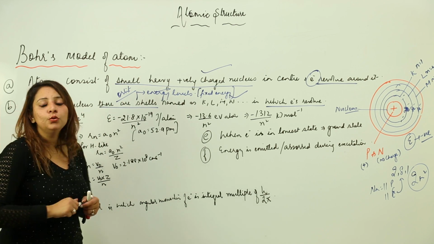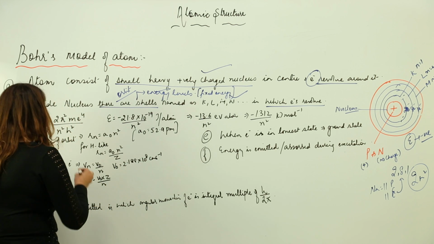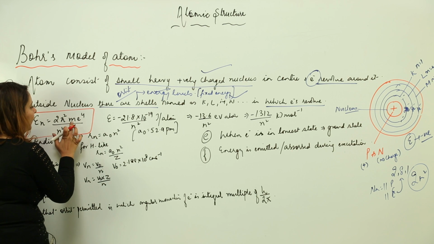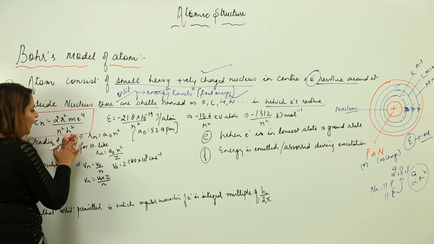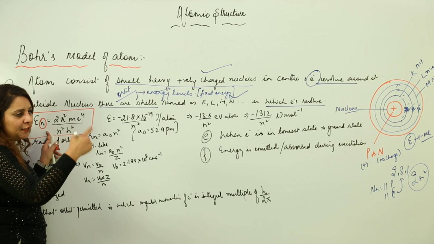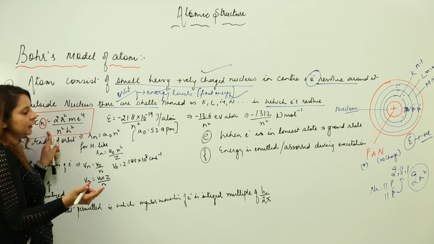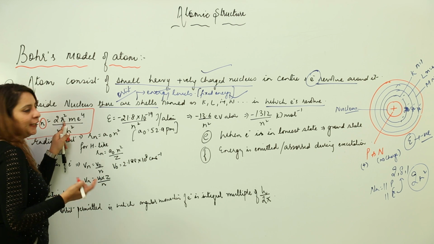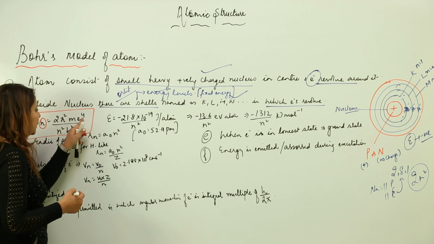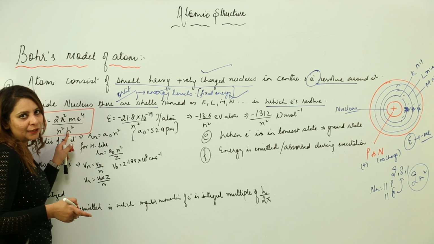If you need to find the energy of the electron in any orbit, there is a formula: E is equal to 2 pi square m e to the power 4 divided by n square h square. Here n means the number of the orbit, that is, whether you want the energy for the first, second or third orbit. 2 is a constant, pi is 22/7, mass you already know, e is the charge on the electron, n square is again the number of the shell, and h is Planck's constant.